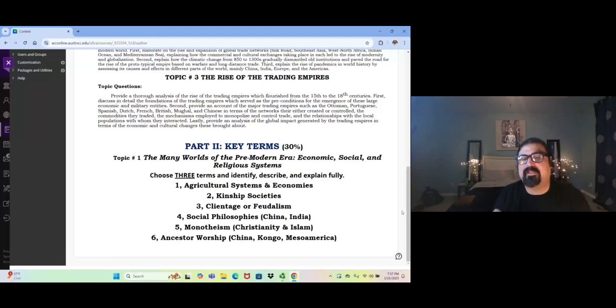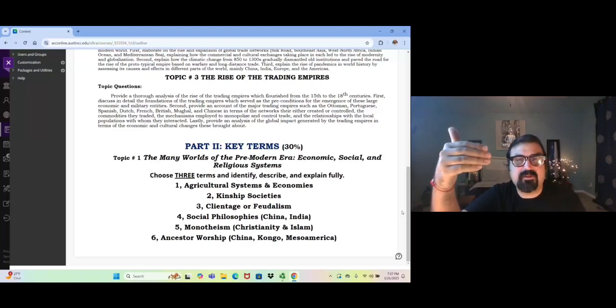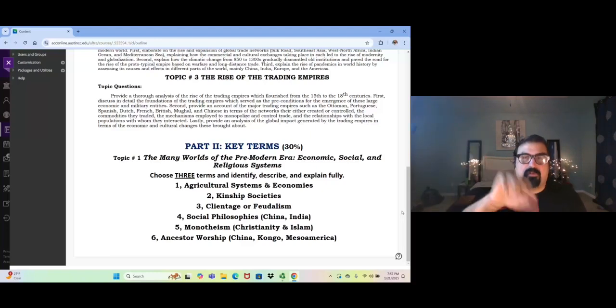Part 2 for 30 points, it tells you to review the first topic. So everybody is required to review the first topic, okay, the many worlds of the pre-modern era. So you review that, and then I've selected 6 issues from that topic, and you pick 3 of those key terms or key themes, and you explain them as fully as possible. So this is not just a definition. This is an extended response.